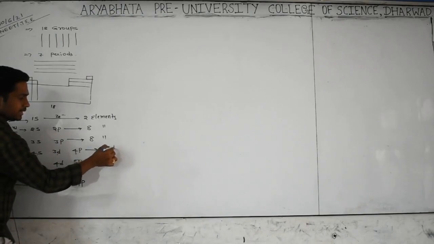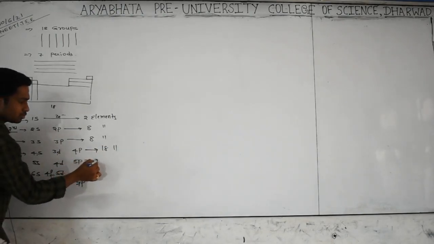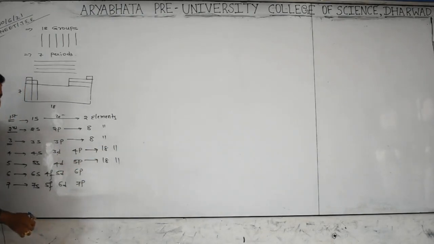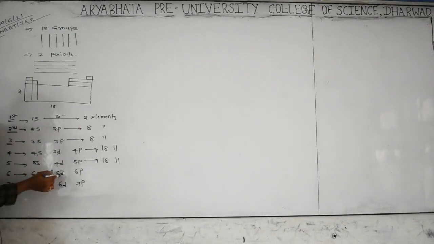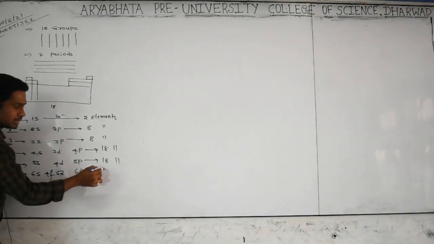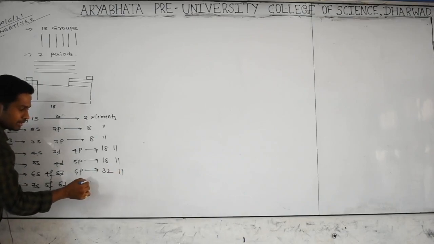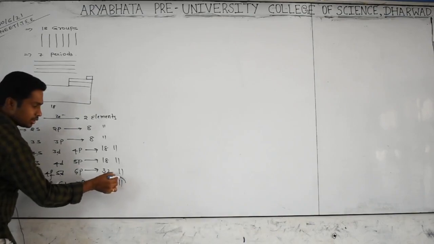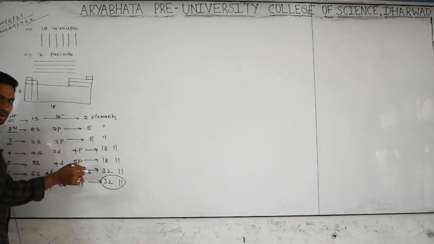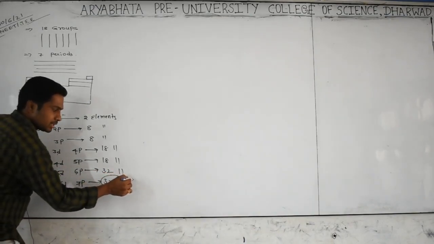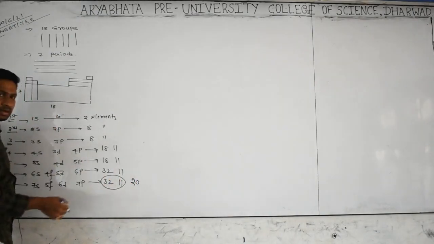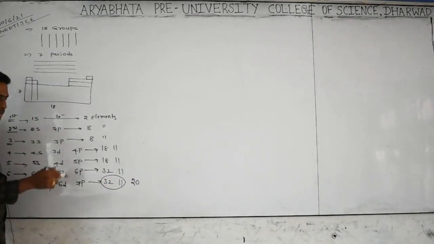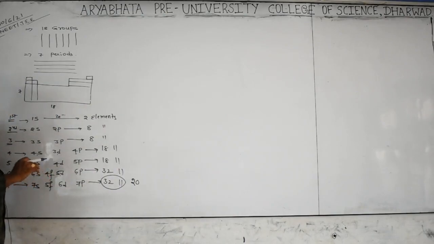So the fourth period can fill 18 elements. The fifth period can also fill 18 elements. Sixth: 2 plus 14, 16, plus 10, 26, plus 6, 32. So the 6th period is filled with 32 elements, and the 7th period also can hold 32 elements. But right now we have not discovered them completely, only around 20-24 elements. So nearly 20 elements' information is accurately known.